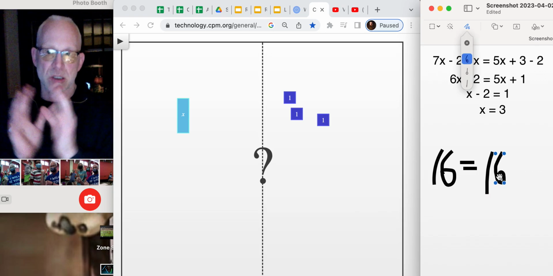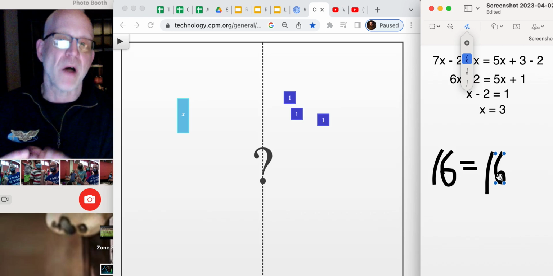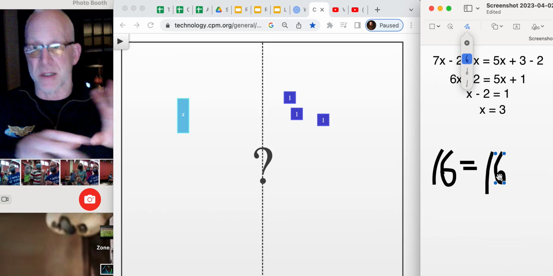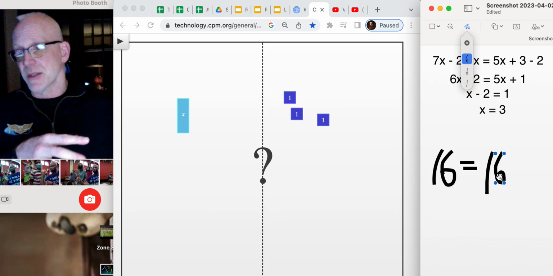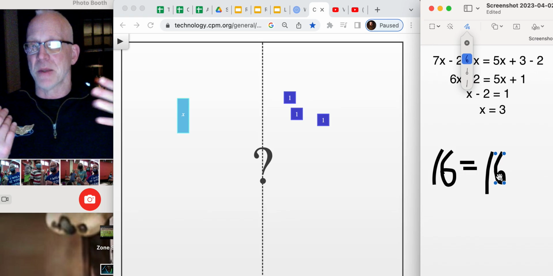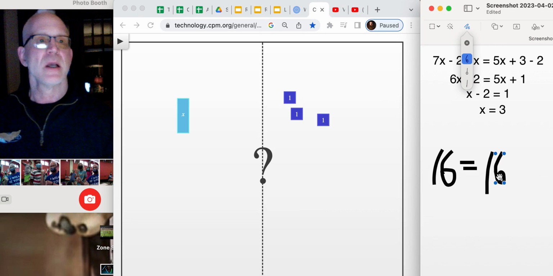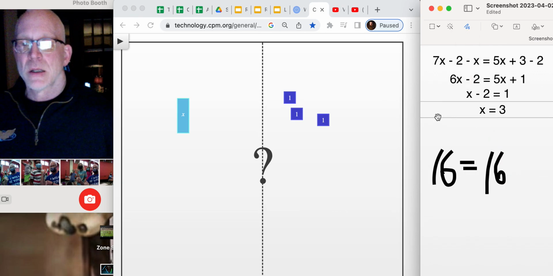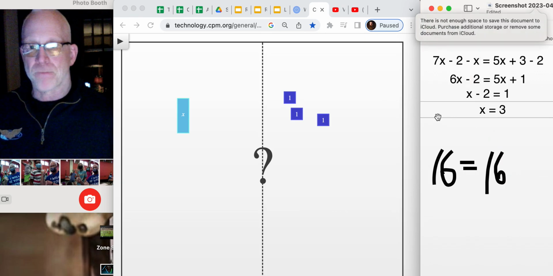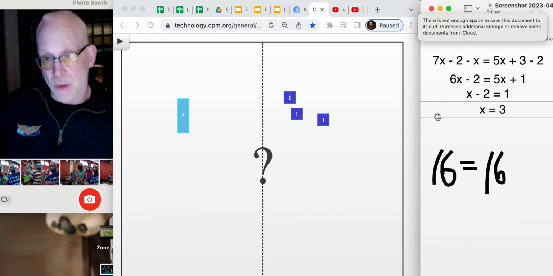Okay, so this is just an example of how we would set up a screener and some of the technology that we can use with the CPM tools and the screen shares and everything else to share that with the kids. Okay, so next let's go on to Uber and Lyft.